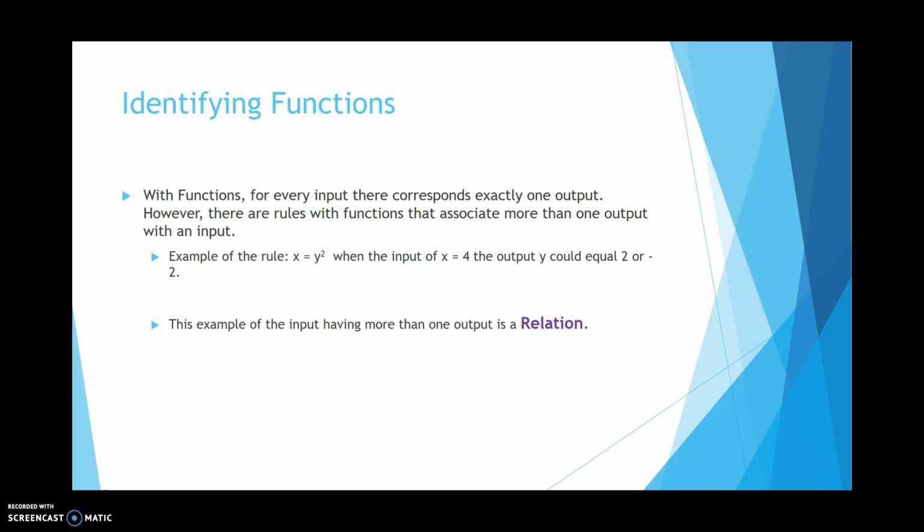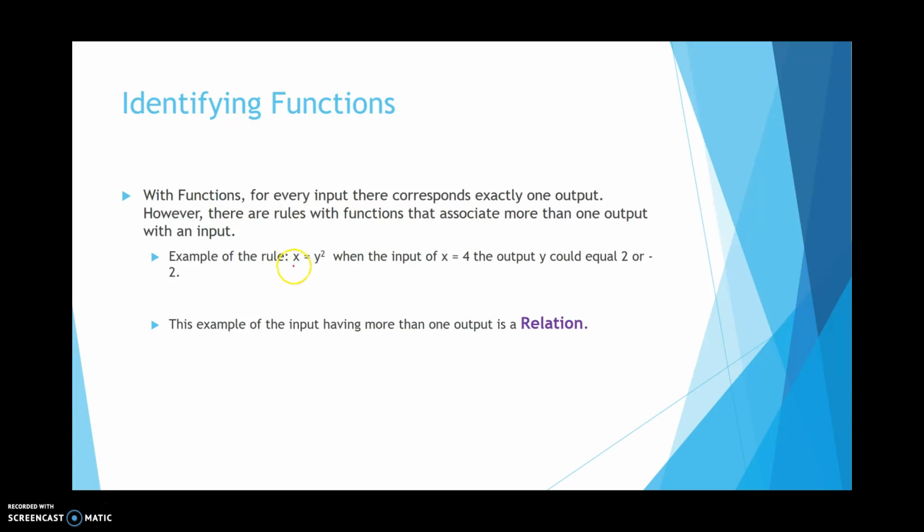So when we're identifying functions, with functions, for every input, there corresponds exactly one output. So input and outputs. However, there are rules with functions that associate more than one output with an input. So here's an example of this rule I just mentioned.